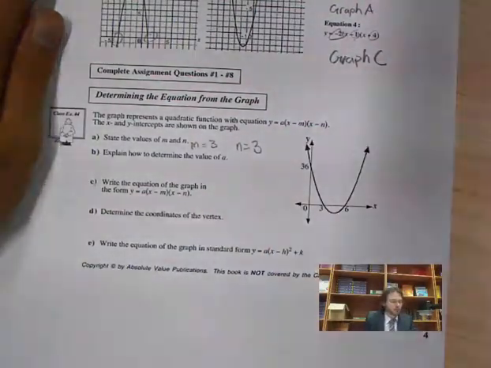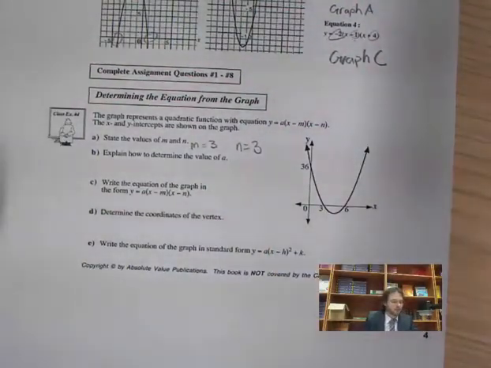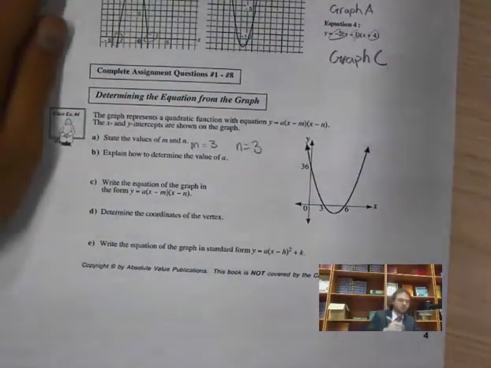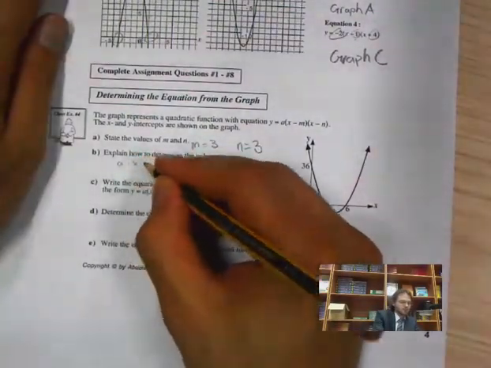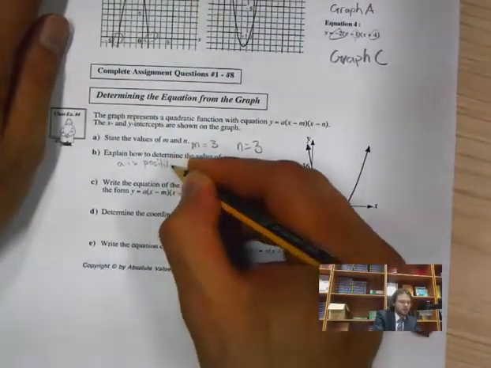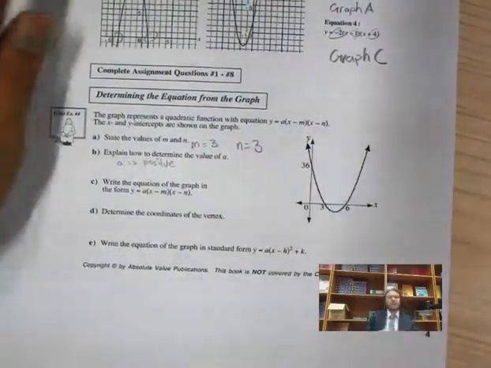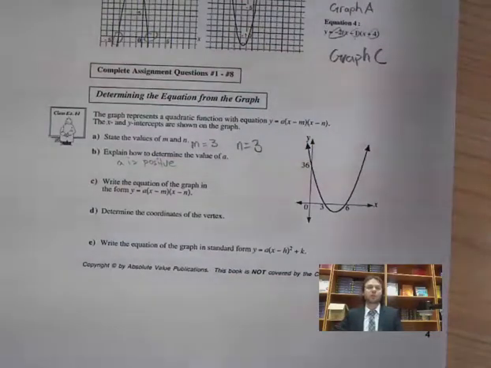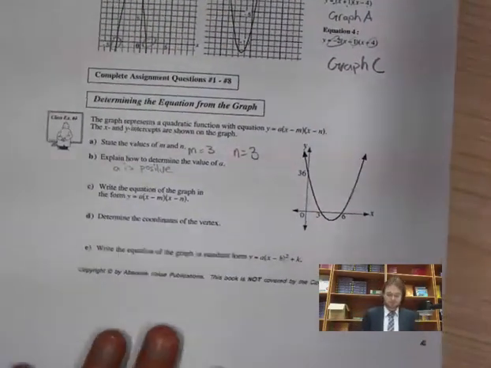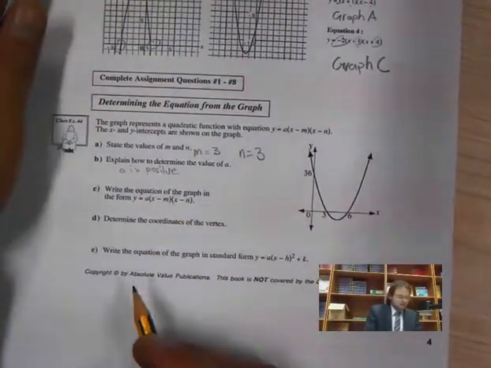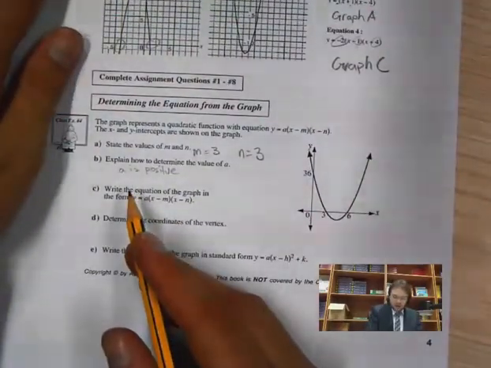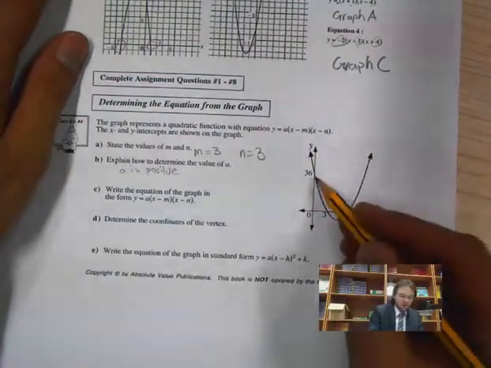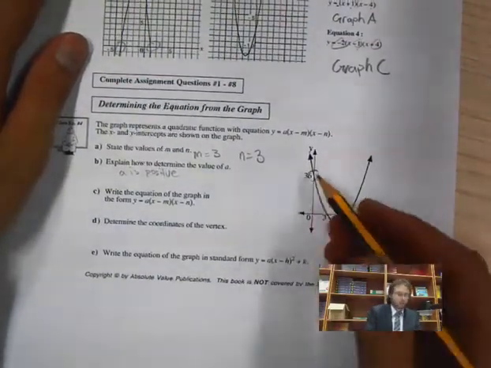Explain how to determine the value of a. Well, we know a is positive. A is positive. We know that because it is a happy face. Okay? So one thing there is a is positive because it's a happy face. Now we want to look at the next part here. How else can we determine the value of a? Well, we know it's positive, it's a happy face, and we know another point on it right here. So we know another point.